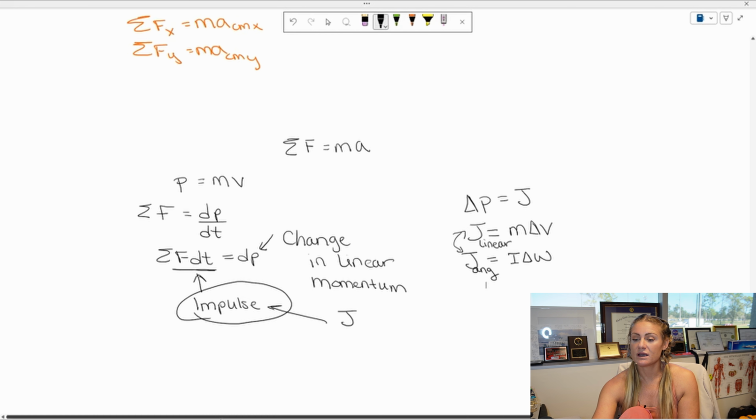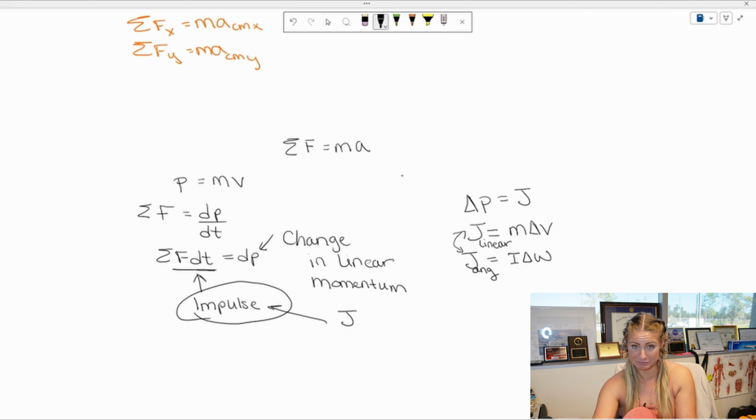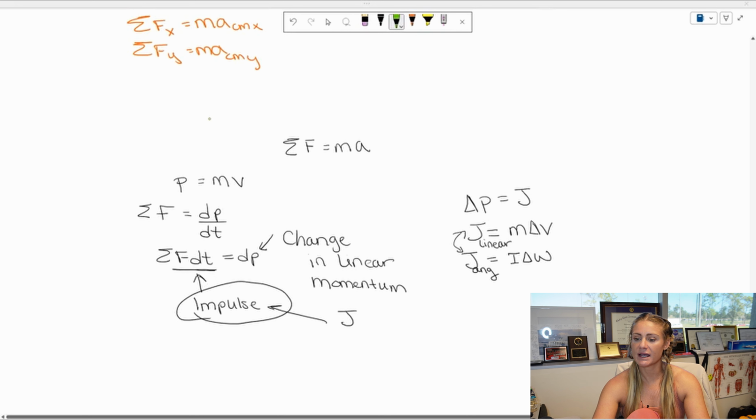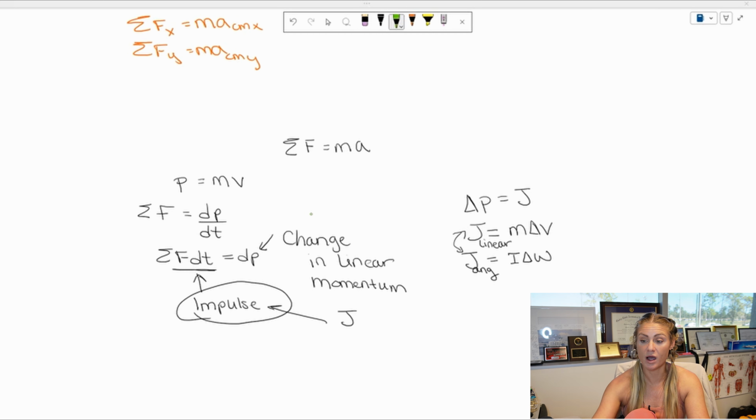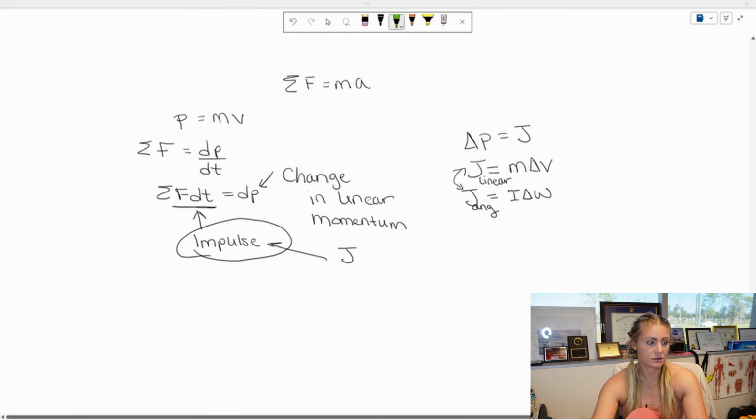So when we are given forces in terms of time, you are going to use this, okay? Before we move on, let's look at what type of problem you would be asked to use this type of equation of motion for. Take a look at this.